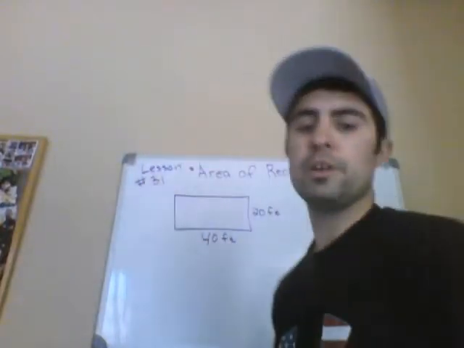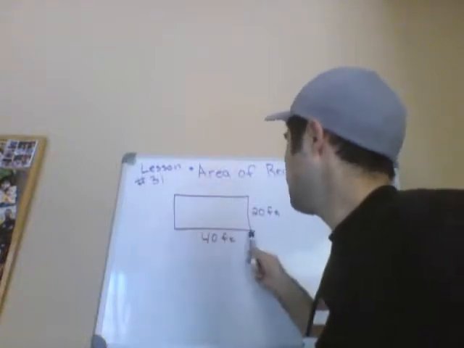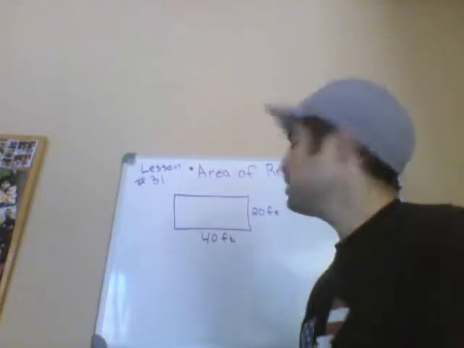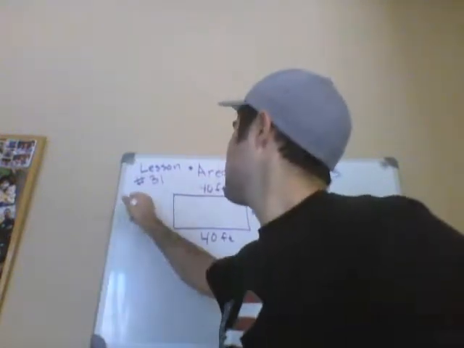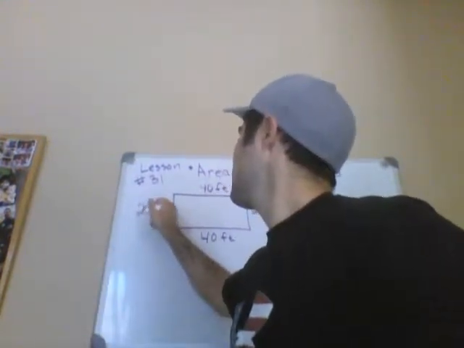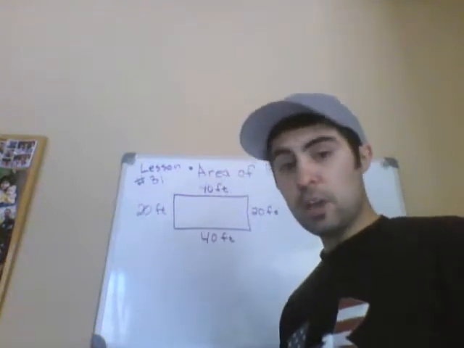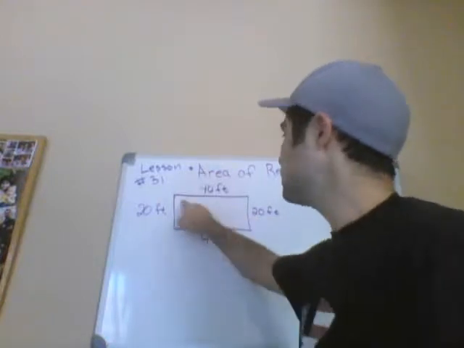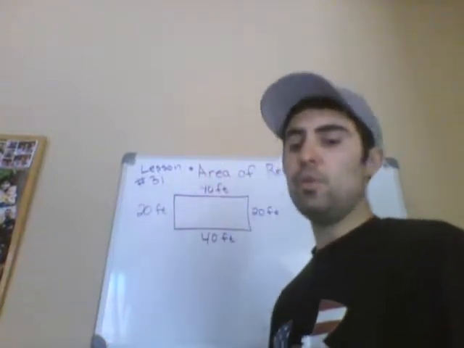Alright, so the first one we're going to talk about, for example, is a garden. It's 40 feet long and 20 feet wide. You could calculate the perimeter if you added all the sides together: 20 plus 40 plus 20 plus 40. That would be the perimeter. But we're not talking about perimeter. We're talking about area, which is how much room we have inside the garden.